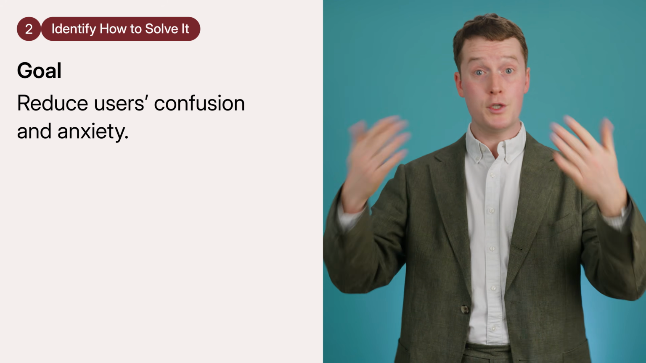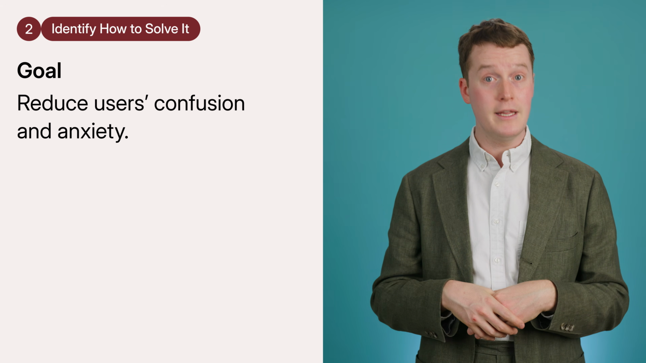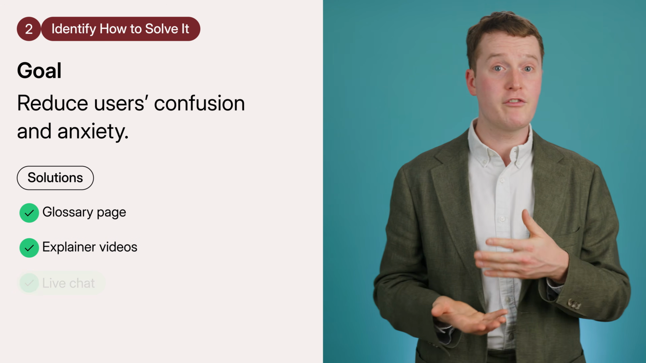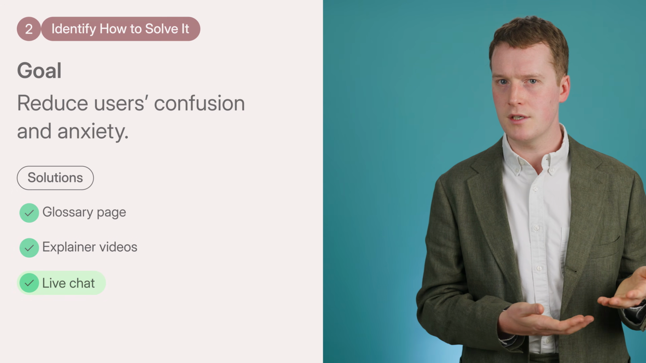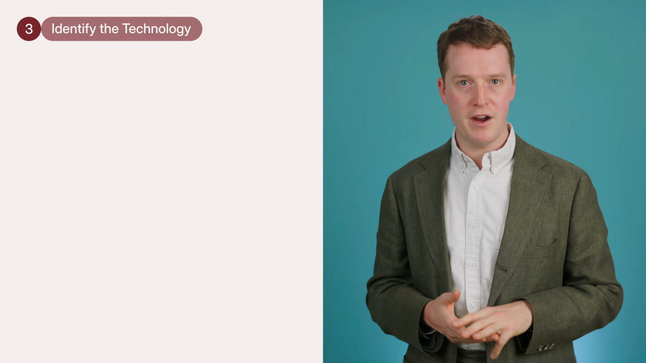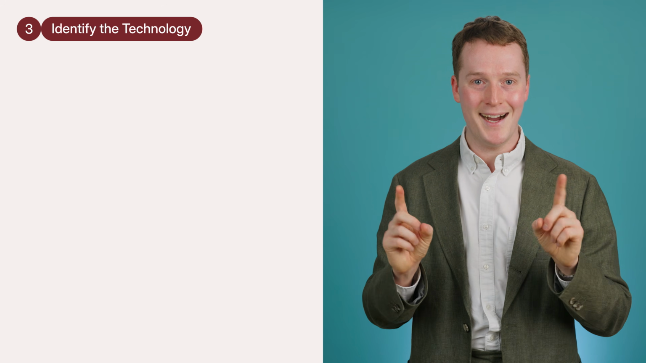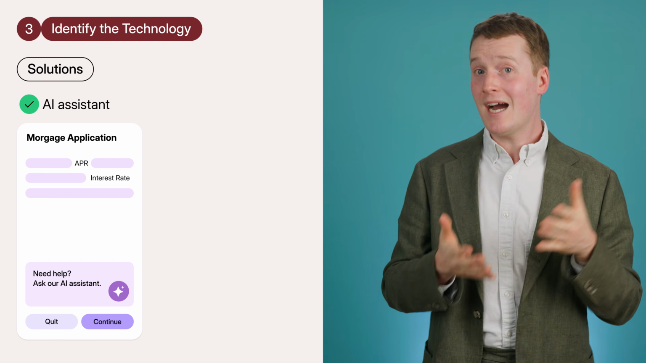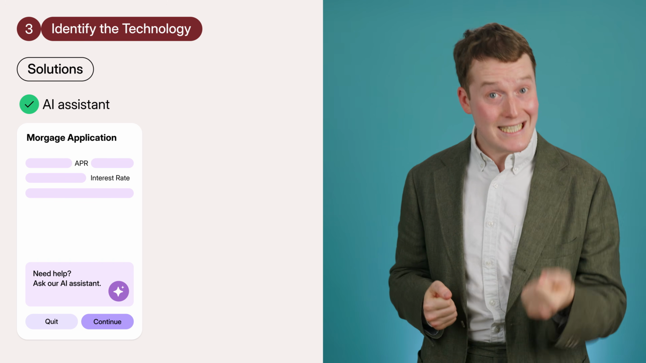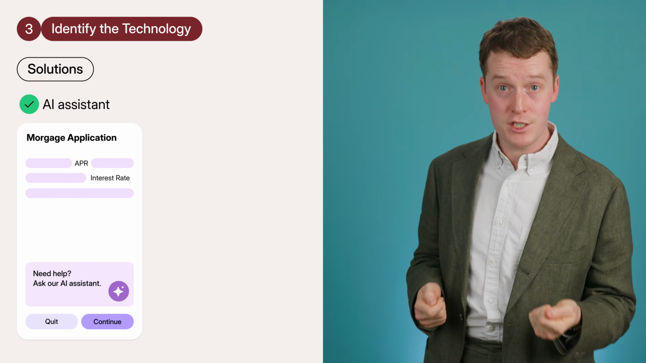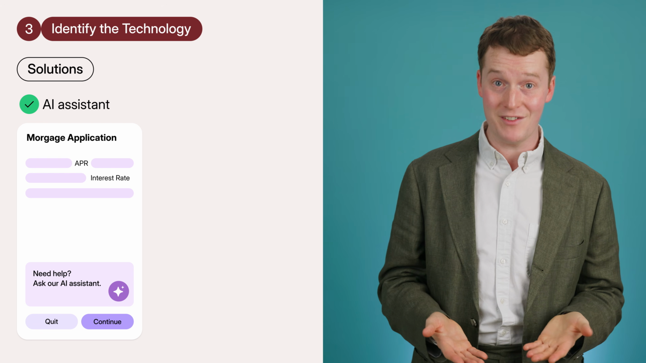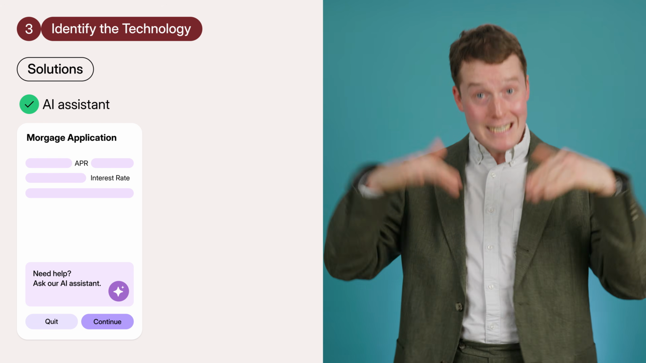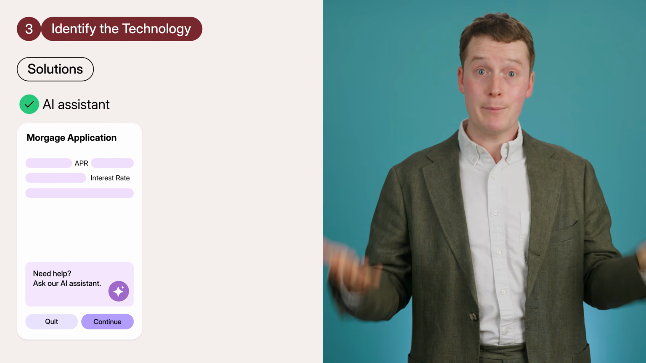The goal is to reduce confusion and anxiety. They could create a glossary page, make explainer videos, or offer a live chat with a loan officer. So step 3, identify the technology. Aha, this is where AI could actually help. A well-trained AI assistant could offer instant, in-context explanations for confusing terms 24/7. Success can be defined and would be easy to measure. A decrease in the number of abandoned mortgage applications.